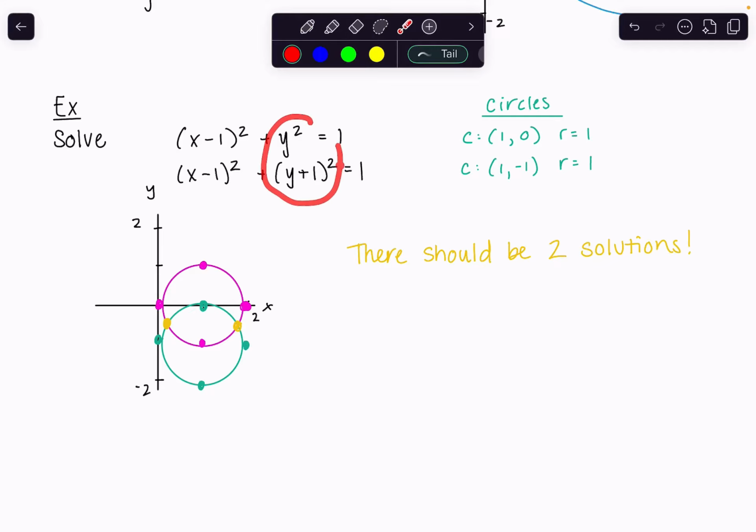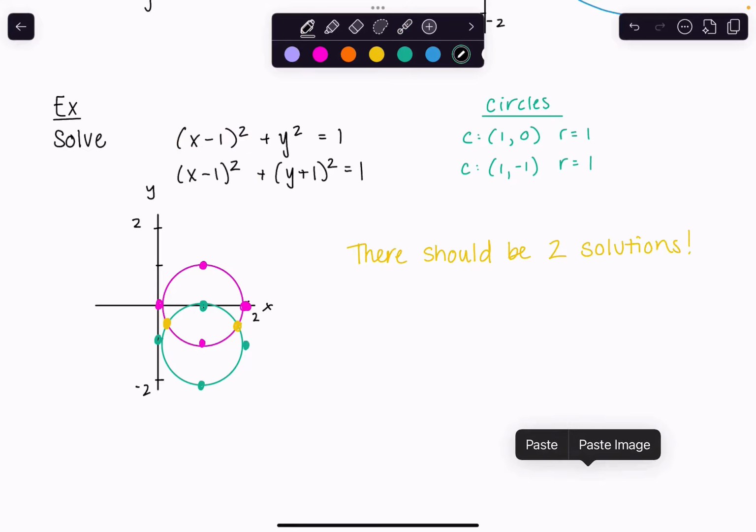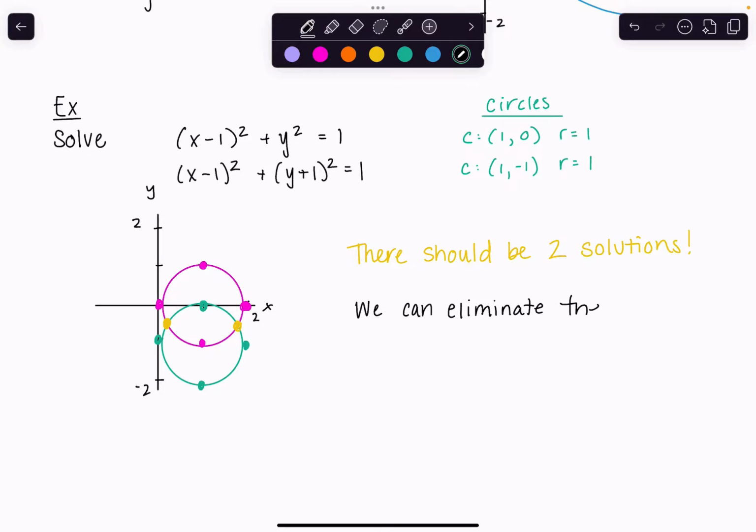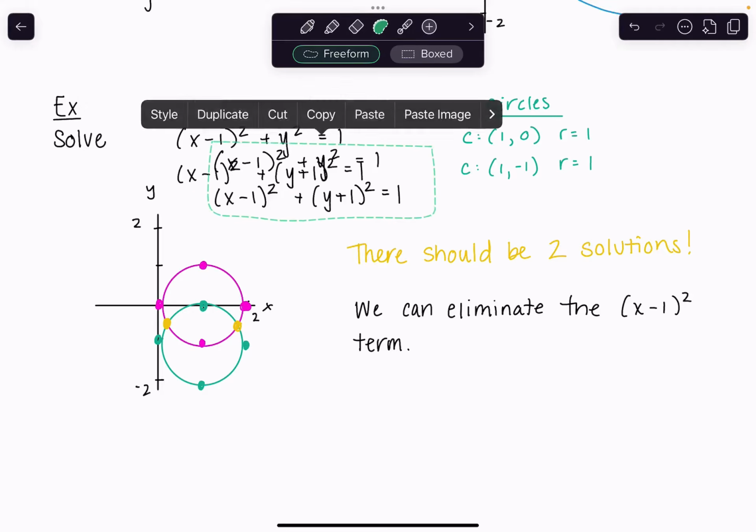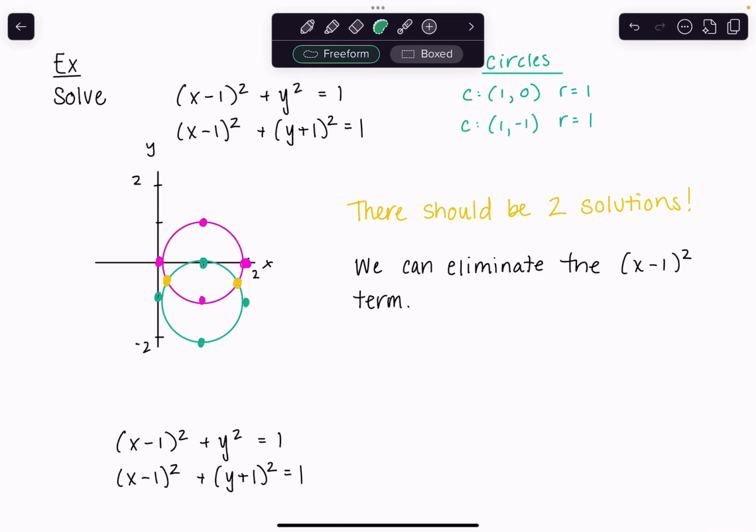And so I don't have a way to really solve for one variable in terms of the other. However, what I can do, because I don't want to distribute all this out, I see exactly the same expression on both of them. So we can go through and we can eliminate the x minus 1 squared term. So I'm going to recopy our equations down here to be able to do that.